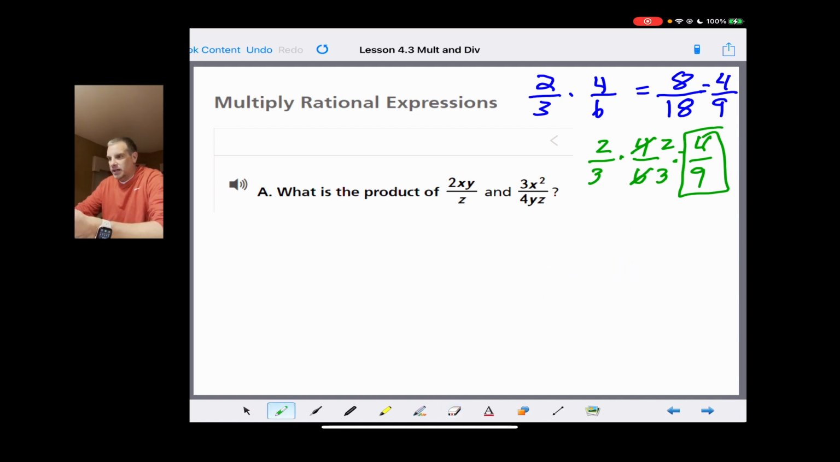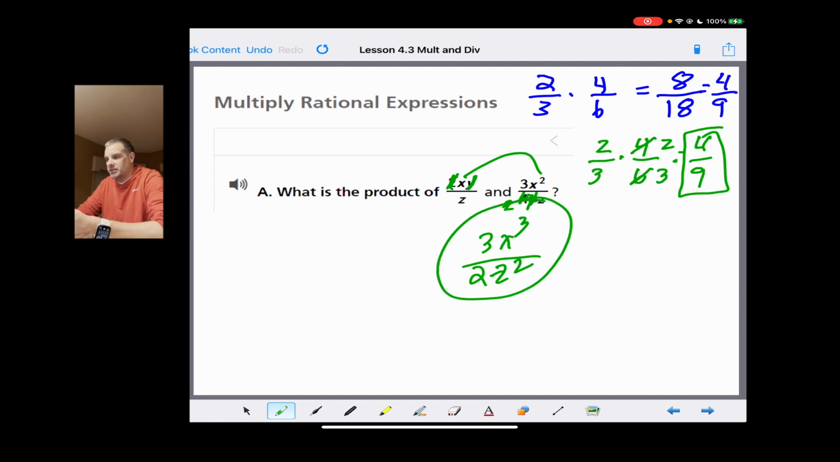If I want to cross out, well, I've got a y here and I've got a y here. If I want to cross those out, I can go ahead and do that. If I want to cross this 2 and this 4 out and make that a 2, I can do that. And now I've got 3x cubed over 2z squared. Same answer I had before, just a different way to do it. And it's up to you which way you want to do it. That's your call. Anytime you have monomials and monomials, either way works.